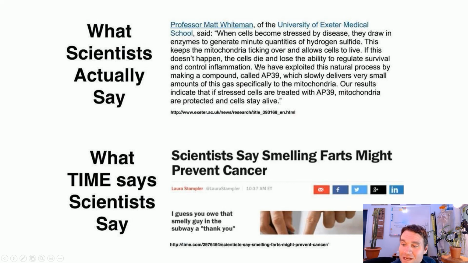And this is what I mean by when you simplify that specific language that scientists are trying to use, you might lose accuracy. And sometimes journalists do a really, really good job, and sometimes they do not.